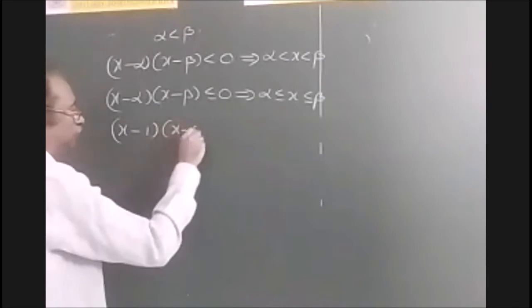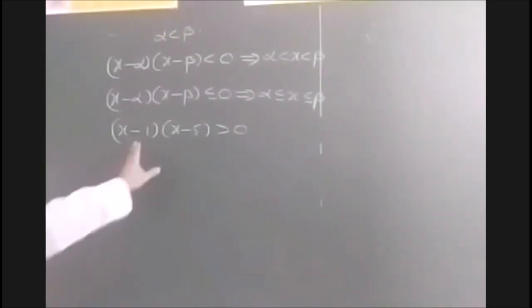(x - 1)(x - 5) > 0. Now, Arshit, are you on the line? Yes, sir. So now tell me, it is product positive. When will you say that the product of two numbers is positive? Both are positive or both are negative.